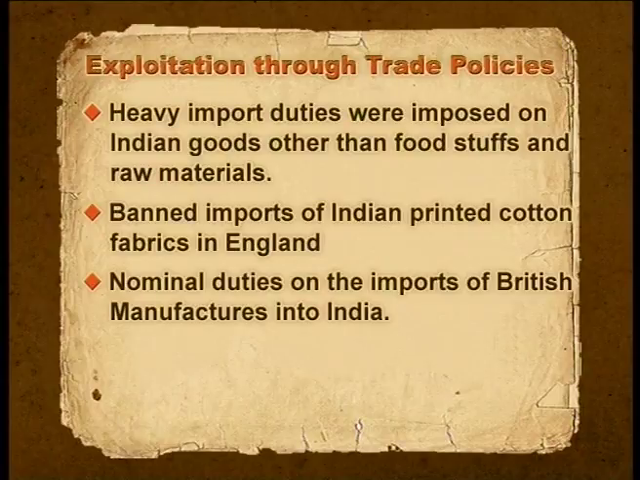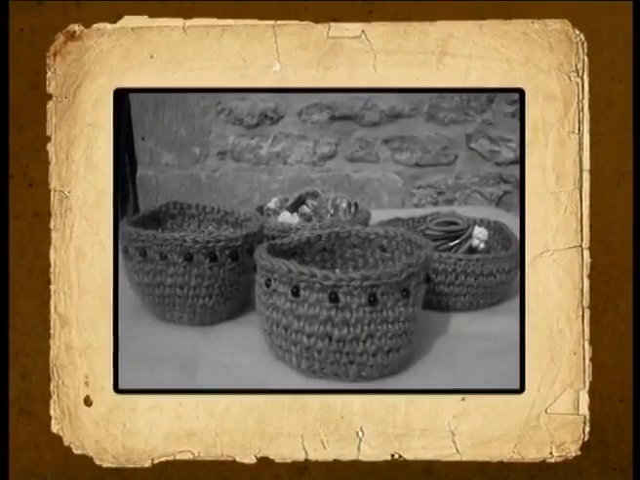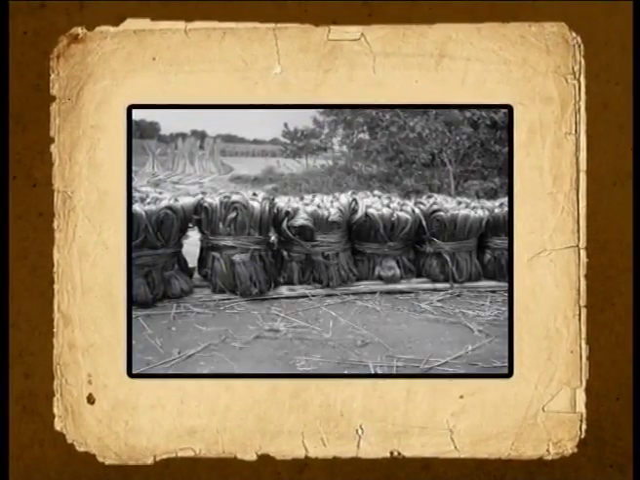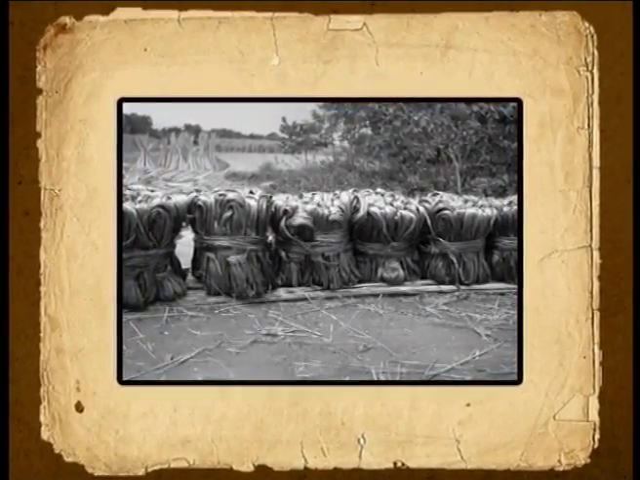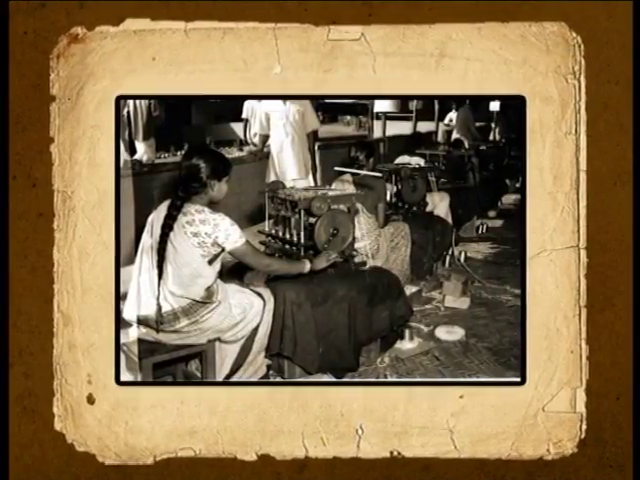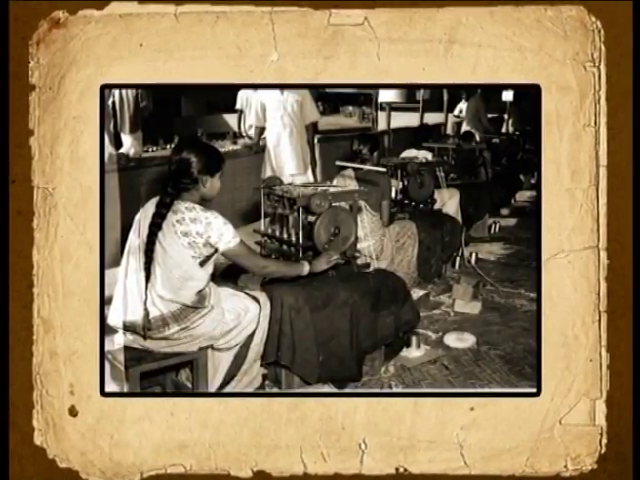The third one was that they imposed nominal duties on the imports of British manufactures to India and encouraged the production of raw materials, especially cotton, jute, sugarcane, groundnuts and silk. The encouragement of raw materials was only to support their industries. Simultaneously, they discouraged the production of manufactures in India, because if Indians manufactured the goods, then automatically we would not be importing any goods from the British Empire.